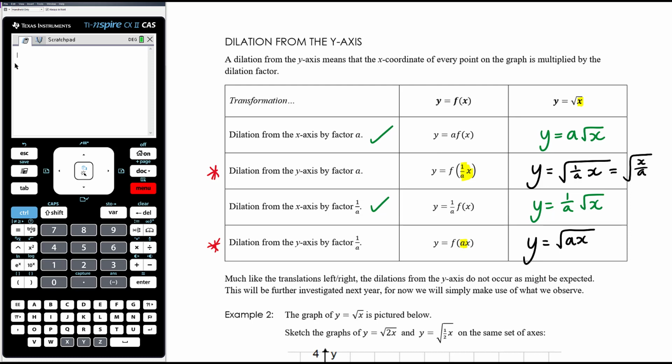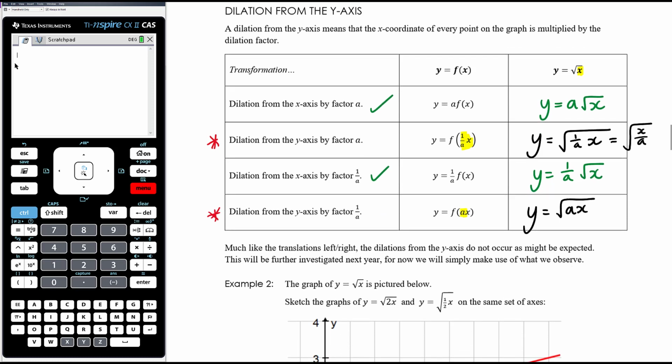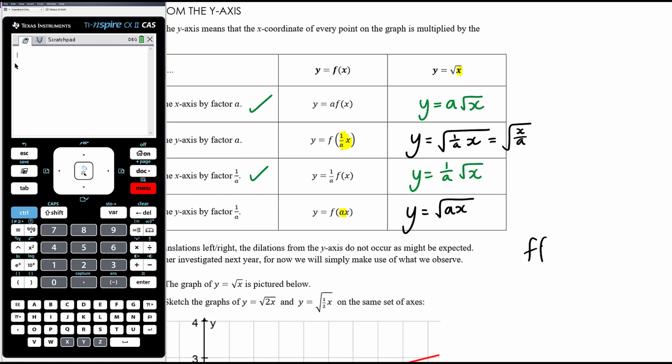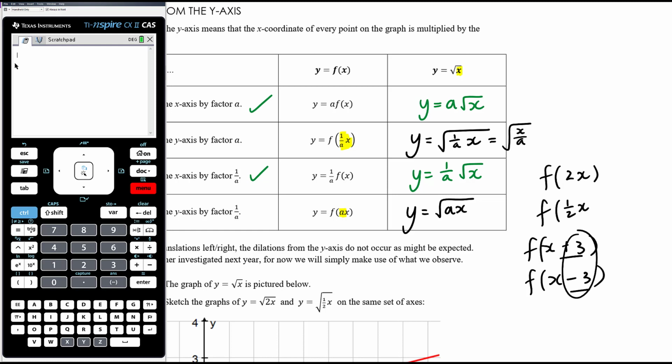Okay, so much like the translations to the left and right. So we know if we're translating to the left and right, f of x plus 3, that goes left by 3. F of x minus 3, that goes right by 3. So they're sort of backwards to what we think they should be. The same is true for these dilations. F of ax, so f of 2x, is a dilation by half from the y-axis. F of half x would be a dilation by 2 from the y-axis.